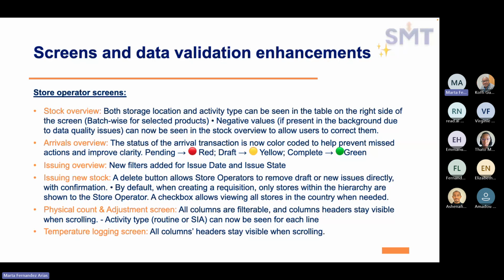If you want to, let's say, return something to the national store, or lend some supplies to another region, there is a checkbox that you can tick to view all stores, and then you can select that additional store. So this is just for easy navigation. Physical count and adjustments, all columns are filterable. I have shown you this before, and you can see the activity type as well in the physical count. And then in the temperature login screen, there are some improvements to the navigation as well.